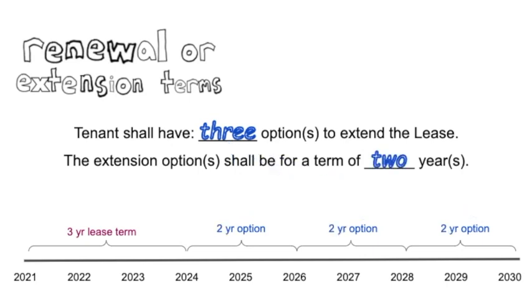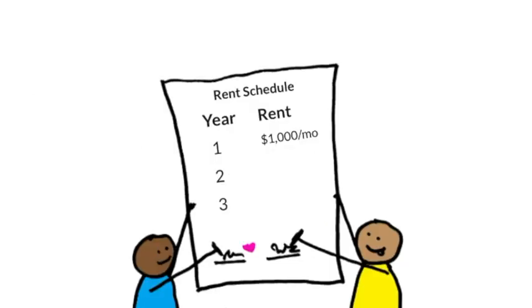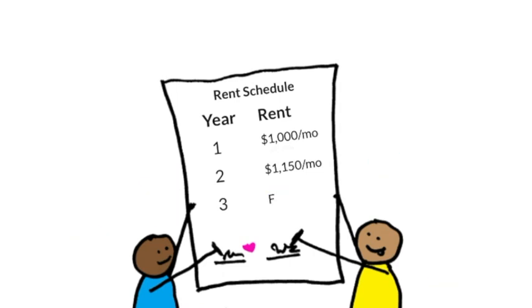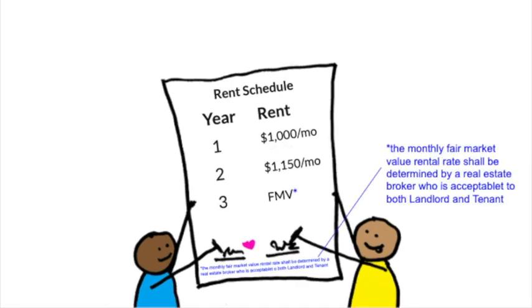If your landlord agrees to let you renew the lease, make sure to have in writing how much the rent will be when you renew. If you and your landlord are unsure about how much to put down for rent, consider putting fair market value and lay out how to determine that number when the time comes.